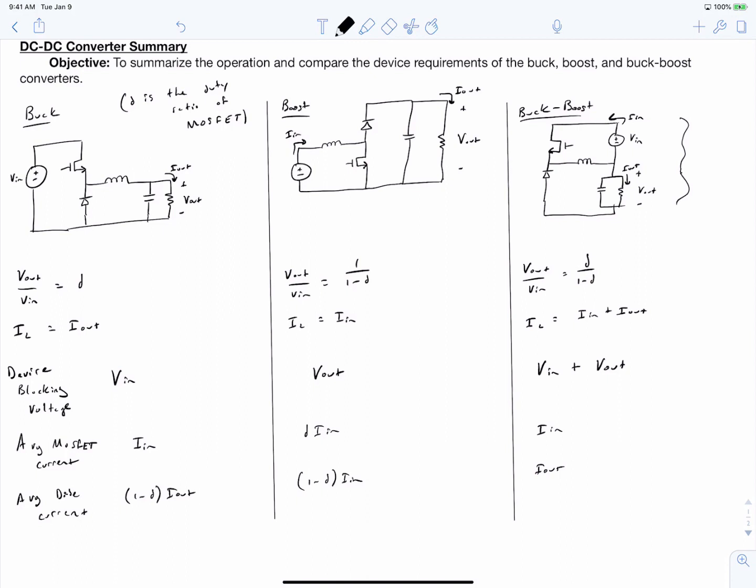And we can note that for the boost converter, I in is equal to I out divided by 1 minus D, so simply the average diode current is equal to I out. And you can see from this analysis that the buck-boost converter always requires more current, the same or more current for its devices as the buck or the boost converter.